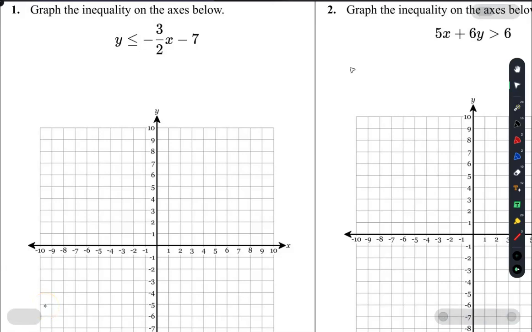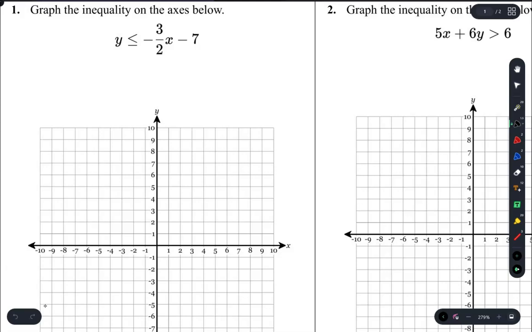Today we're looking at an inequality test review. This is a study guide for the inequality test, so let's take a look. First we've got number one here, and it's just a regular inequality in slope-intercept form. We've got the slope right here, and the y-intercept right here, and we're going to use that to graph it. All we have to do is graph it.